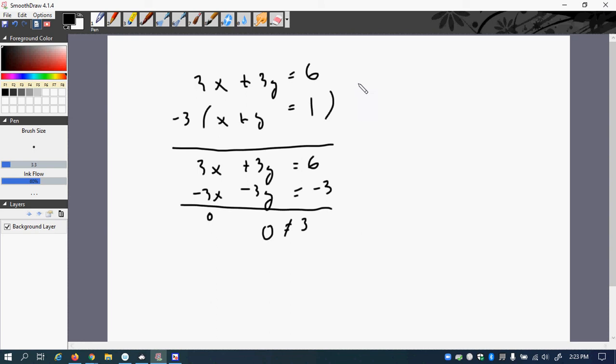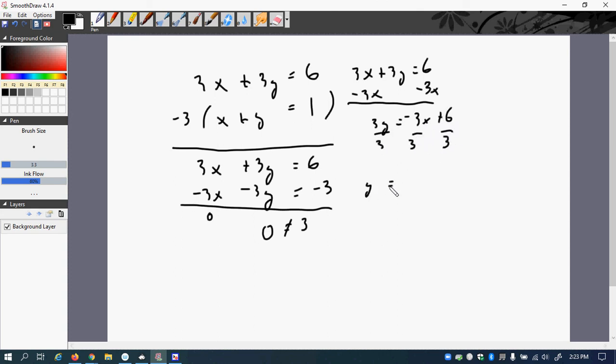Well, if we put them both into slope-intercept form, the 3x plus 3y equal to 6, minus the 3x from both sides, we get 3y equal to negative 3x plus 6. Divide everything by 3. I get y equal to negative 1x plus 2. Okay, let's do the other one now. That's x plus y equal to 1, minus x from both sides. I get y equal to negative x plus 1.